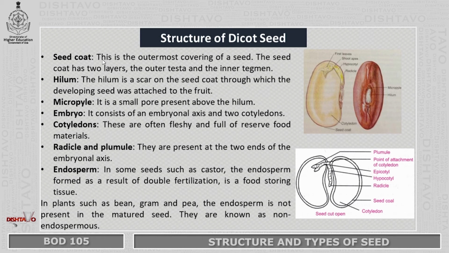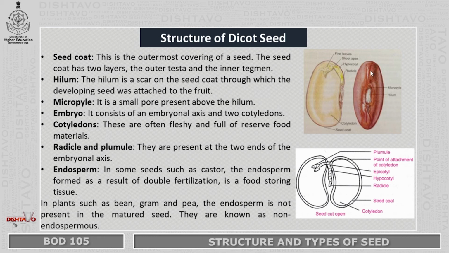Now let us look at each of these parts. The seed coat, as we all know, is the outermost covering of the seed. The seed has two layers here, the outer which is known as the testa and the inner which is referred to as the tegmen. The hilum is nothing but a scar which is formed on the seed coat through which the seed was initially attached to the fruit, or the developing seed was attached to the fruit.